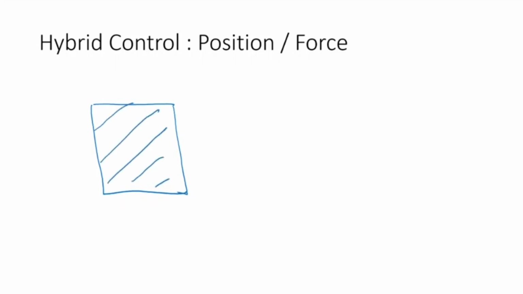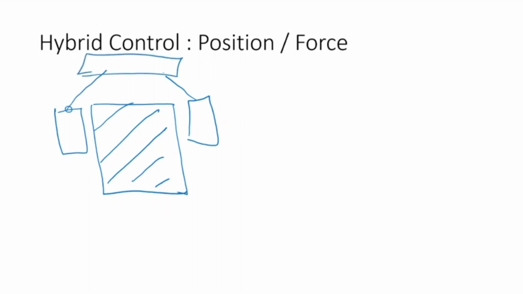Let's say this is a robot gripper. Okay, let me draw it like this. So this is a robot gripper, and the robot gripper is closing. When it is closing, it is in free space, it is in position control. So first the robot gripper is closing, so this is position control. No contact is there.